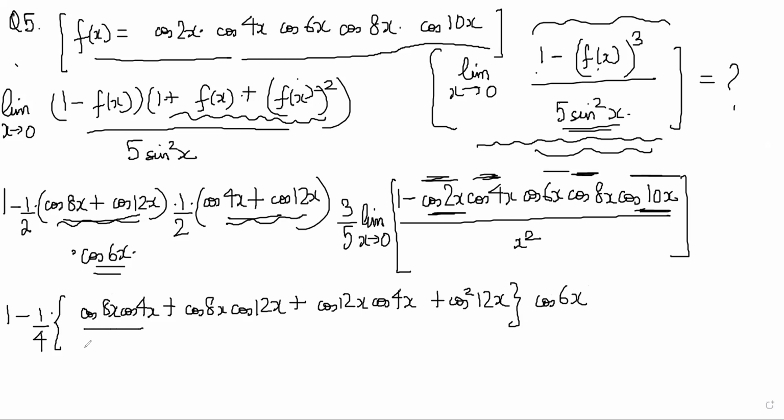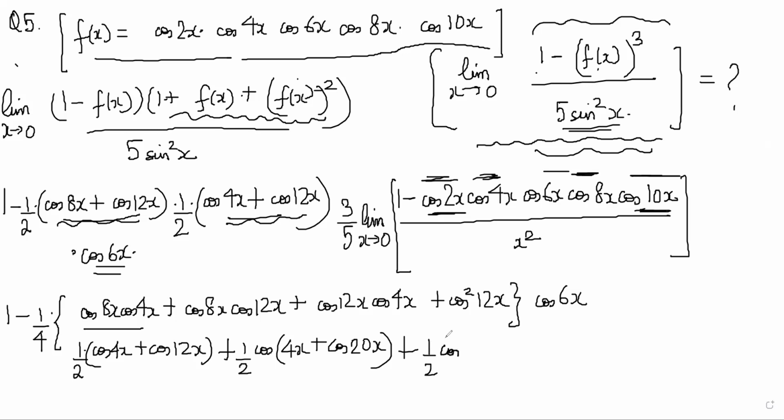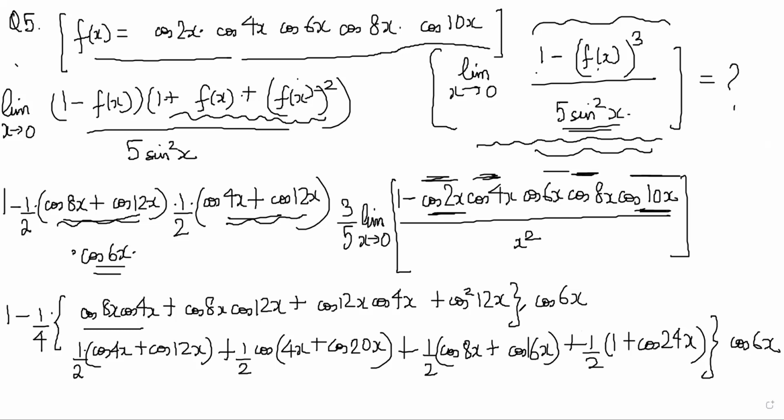This will itself become half of cos 4x plus cos 12x, plus half of cos 4x plus cos 20x, plus half of cos 8x plus cos 16x, plus half of 1 plus cos 24x, multiplied by cos 6x. Basically keep doing it, one more time you have to do. You understand what I'm saying?